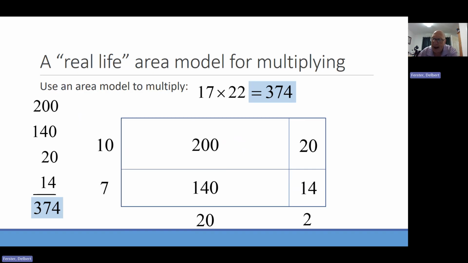Again, there's nothing magic about the 17 being 10 and 7. Could have gotten the same answer if we would have used 15 and 2 for 17, if we would have used 10 and 12 for 22. I like the fact that we gave some special idea to place value. So I like the 20 and I like the 10.